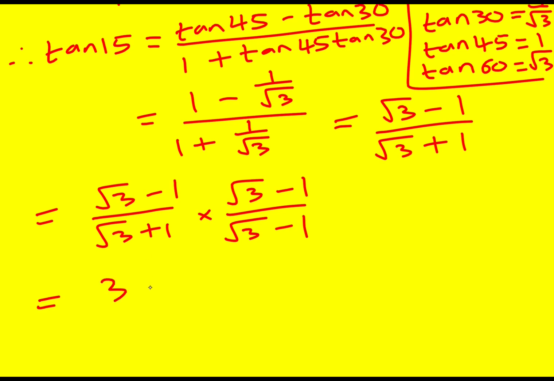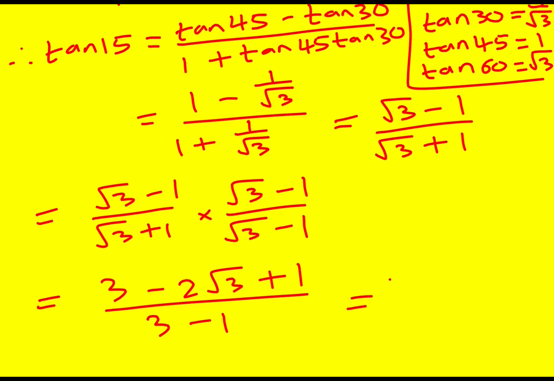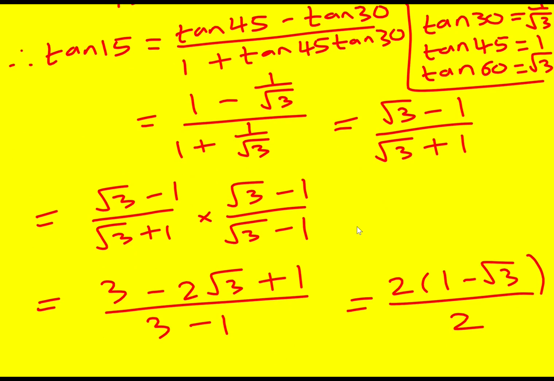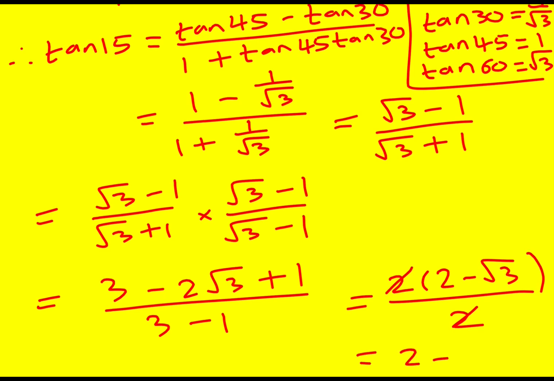So we're going to get 3 minus 2 root 3 plus 1. And over here it's going to be 3 minus 1. And that is going to be 2 minus 2 root 3. So I can actually factorize that out. It's going to be 1 minus root 3, all over 2. Oh, wait, that's a mistake. That should be, that was 4. So actually this is 2 here. These will cancel. And I'm left with my 2 minus root 3.